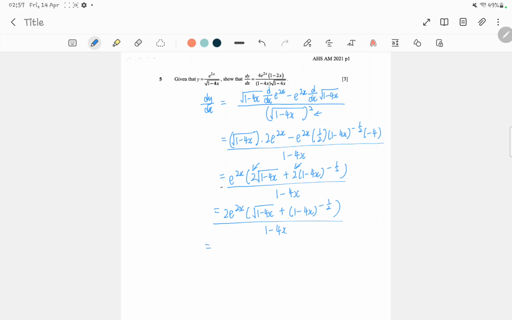Here what we're going to do is take out 1 minus 4x, the whole thing to the power of minus 1 over 2. So that gives me (1 minus 4x) plus 1, the whole thing divided by 1 minus 4x.